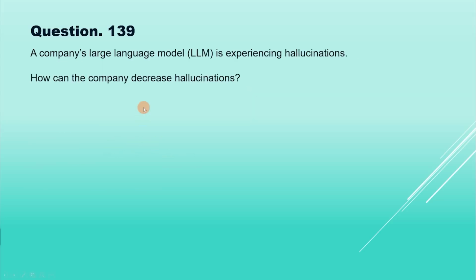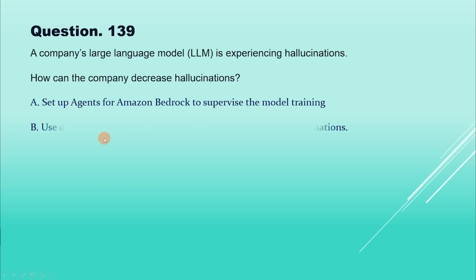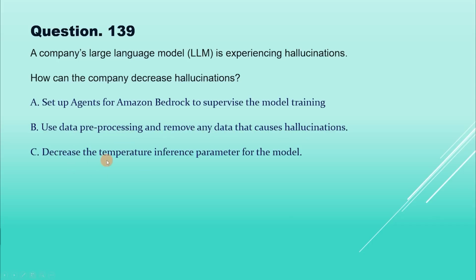Now question number 139. A company's large language model is experiencing hallucination. How can the company decrease hallucinations? Here are the options. Option A, set up agents for Amazon Bedrock to supervise the model training. Option B, use data pre-processing and remove any data that causes hallucinations. Option C, decrease the temperature inference parameter for the model. Option D, use a foundation model that is trained to not hallucinate. Take your time to guess the correct one.